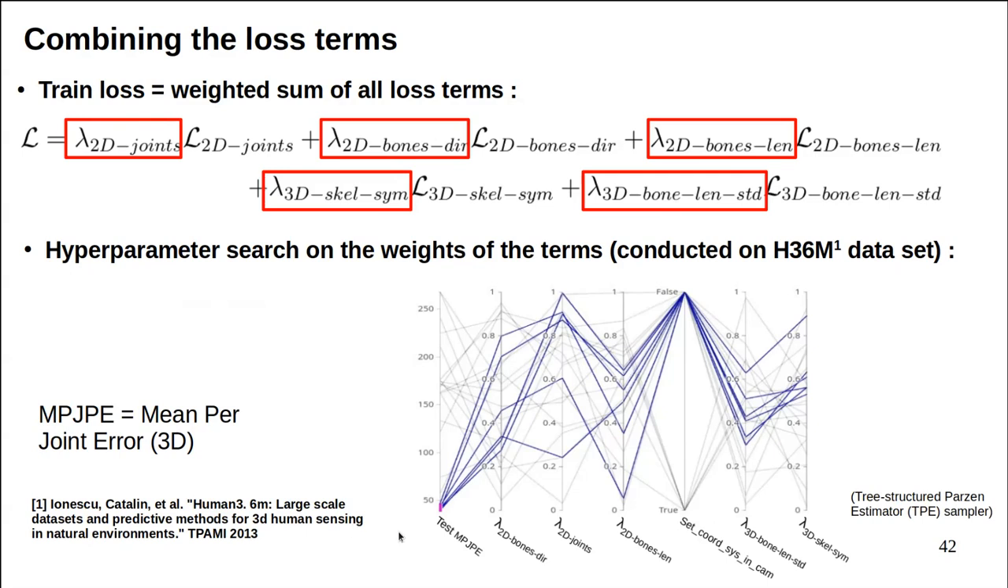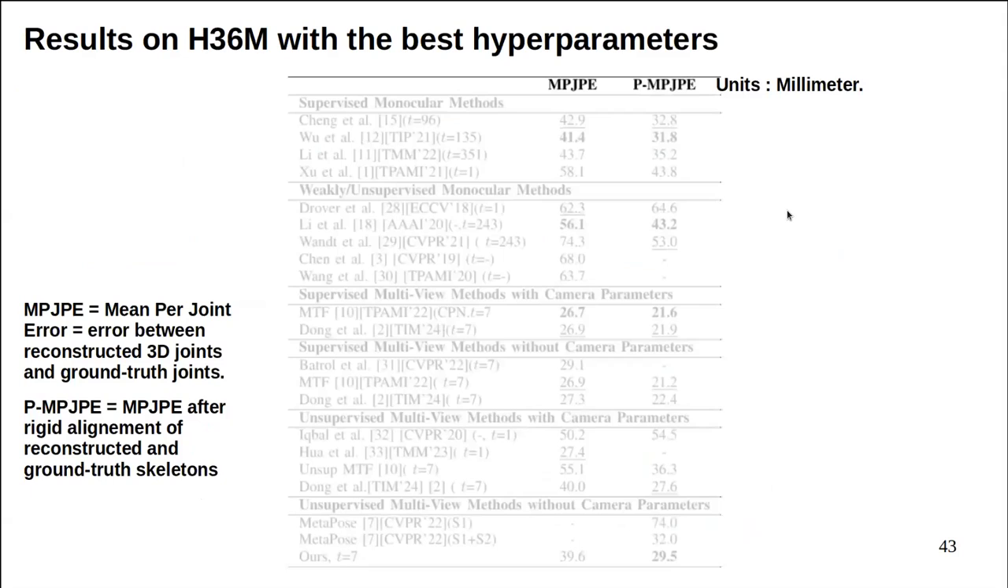In order to do this, we conducted a hyperparameter search. The hyperparameter search essentially means that we tried different combinations of these hyperparameters, and we kept the combination that allowed us to have the lowest 3D reconstruction error. We conducted this hyperparameter search on the H36M dataset, which is a multi-view human pose estimation dataset with 4 views. Then we can use these best hyperparameters to train our architecture. And then we can start to compare our architecture to other solutions in the literature.